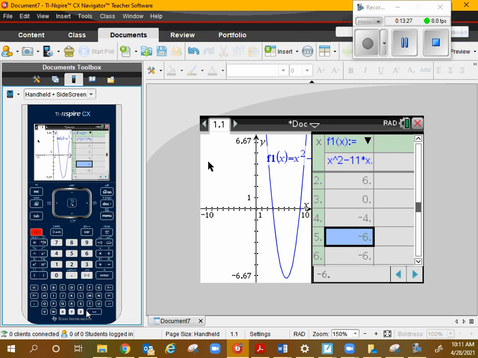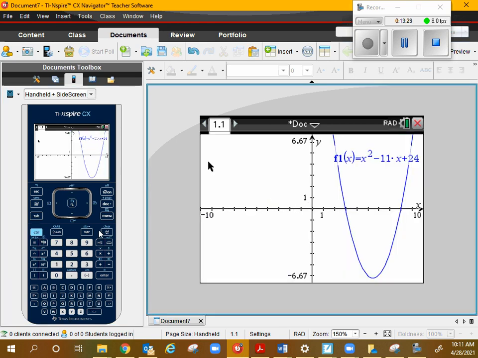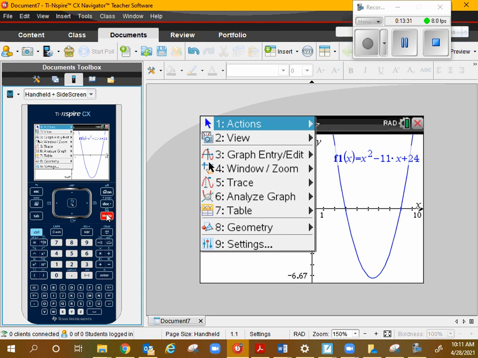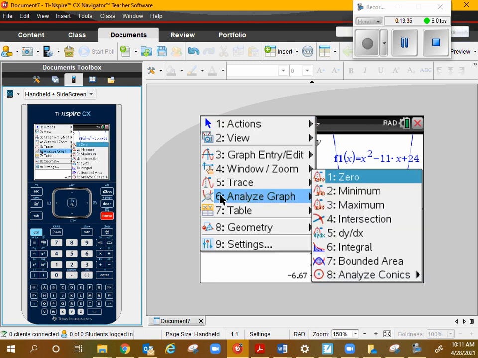So I'm going to get out of my table, and I'm going to go to Menu, and we're going to analyze the graph. When you go to analyze the graph, what am I looking for? The vertex. Vertex isn't listed, but what would be associated with the vertex? The minimum. Why not the maximum? Good.